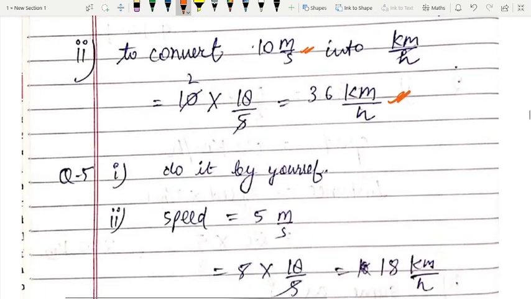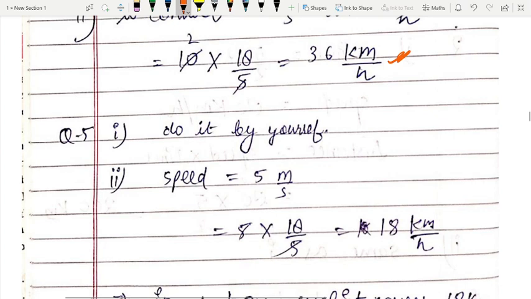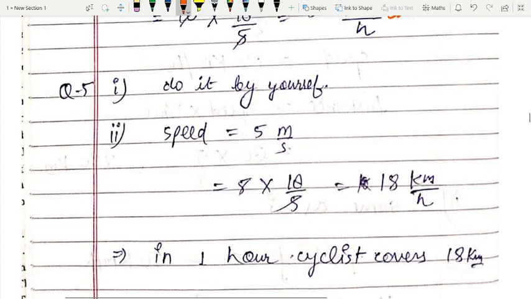Now question number 5 you will do by yourself. It will be your homework. Second part, let's see. Speed is given as 5 meters per second. We will change this into kilometers per hour very easily. We multiply by 18/5 and you will get 18 kilometers per hour.